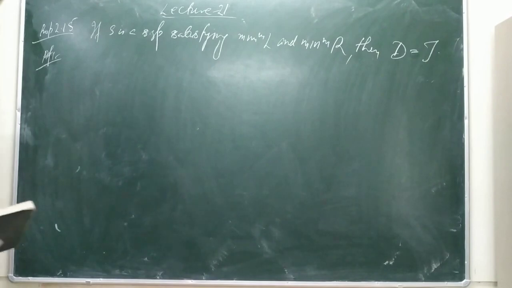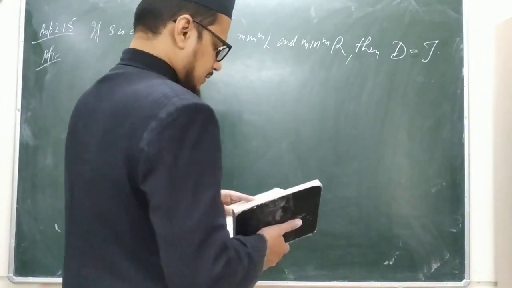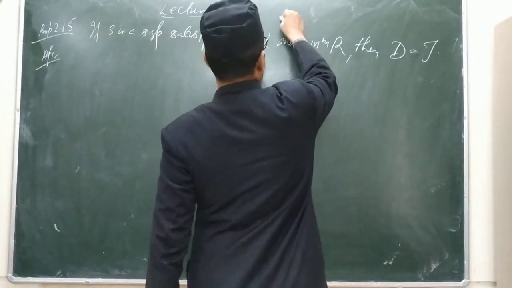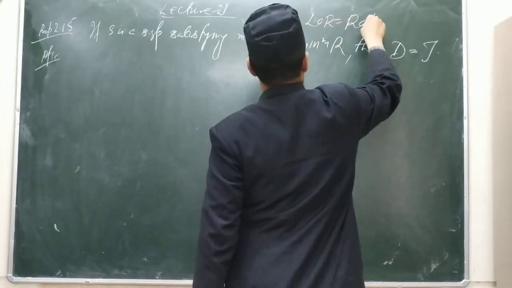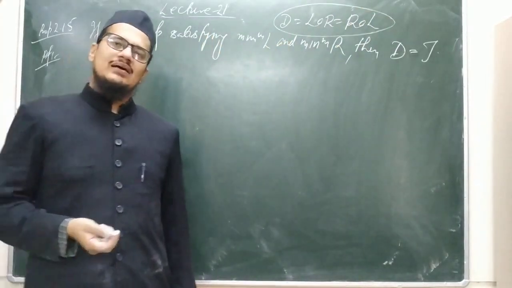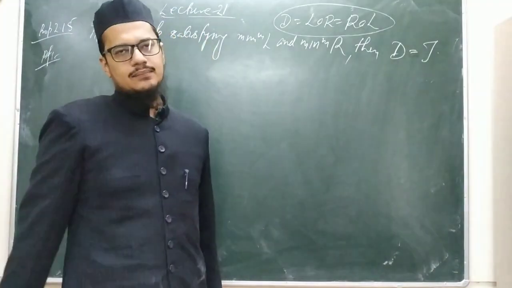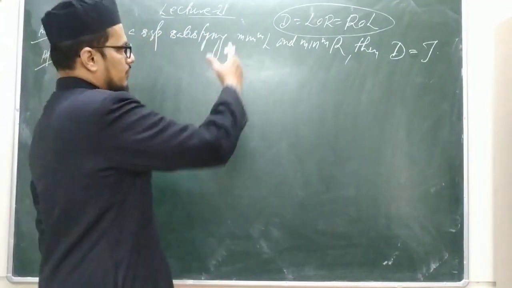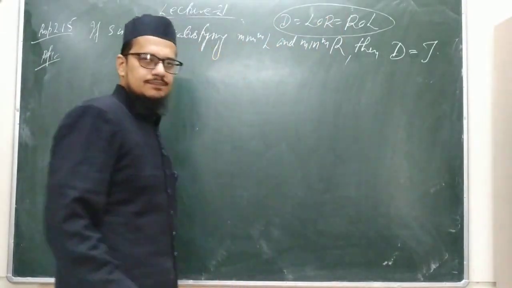And I also want to tell this is very obvious, that D is L composition R, and also it is R composition L. So if anybody is proving it like this, that a R c and c L b, then it is again correct, because L composition R is equal to D, and also it is equal to R composition L.